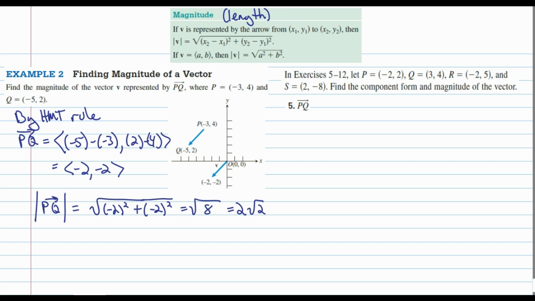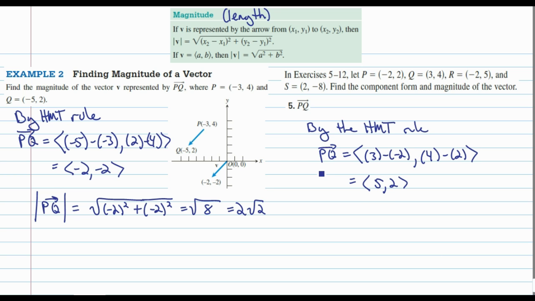The Now Try problem number 5 asks us also to find the component form and magnitude of the vector, so I am definitely going to use the head minus tail rule first and then use the distance formula, or magnitude formula in this case, to find its magnitude. So first, by the head minus tail rule, vector PQ is also equivalent to the vector 5, 2, meaning the vector that starts at the origin and points to the point 5, 2. So now I can use the magnitude formula to find its magnitude, and I get that vector PQ has a magnitude of the square root of 29.